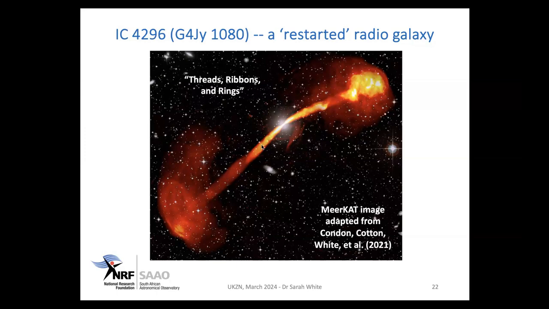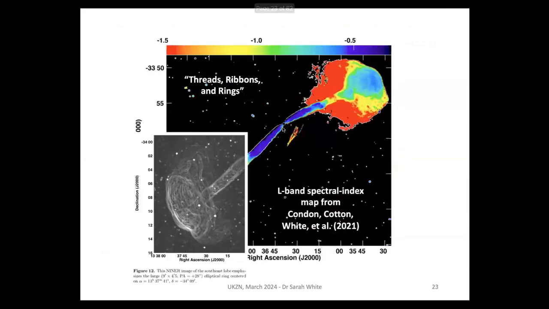We also have the indication that it's restarted again from the spectral index map, which is shown here. And what is meant by the rings for this radio galaxy? Well, this is referring to the beautiful filamentary structure within the southern lobe.